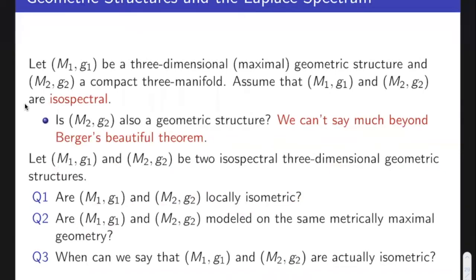Are M1G1 and M2G2 modeled on the same metrically maximal geometries? In other words, we may ask, can you sort of hear the universal cover of the three-dimensional geometric structures topologically? And then we can ask, when can we say that M1G1 and M2G2 are actually isometric? Of course, it is not true that they must be isometric, because there are isospectral but not isometric hyperbolic manifolds.